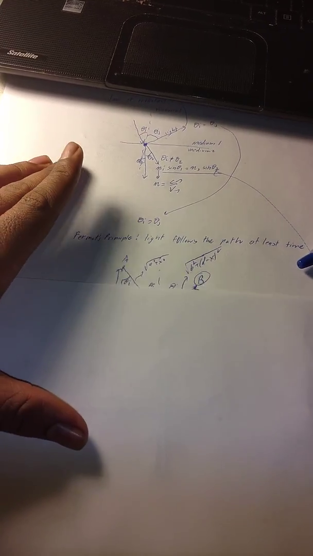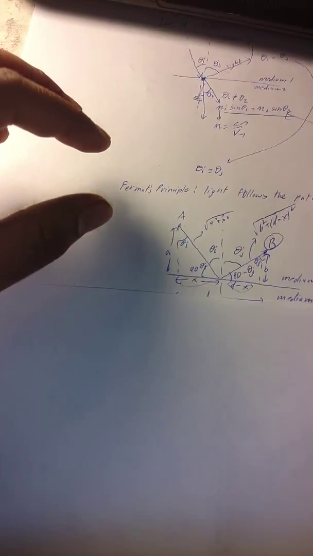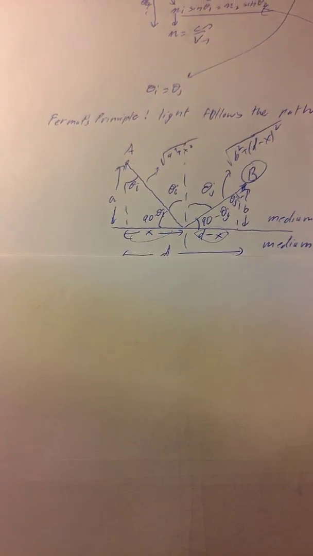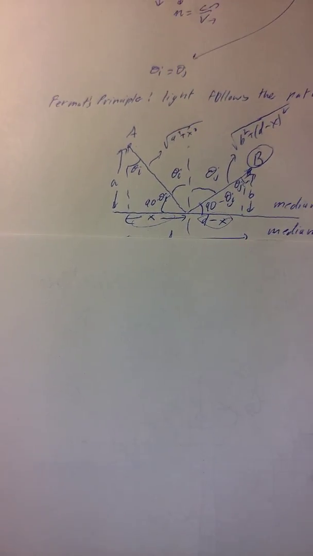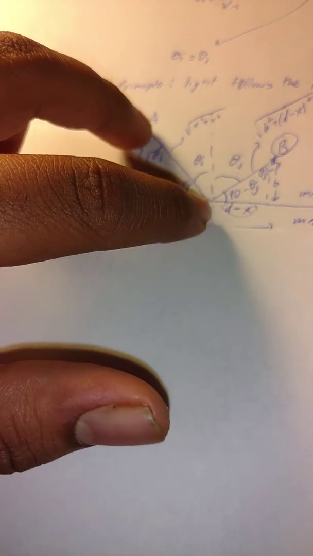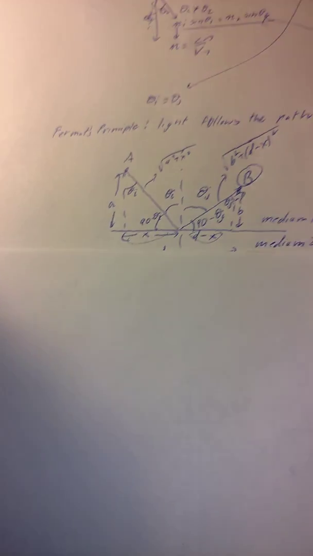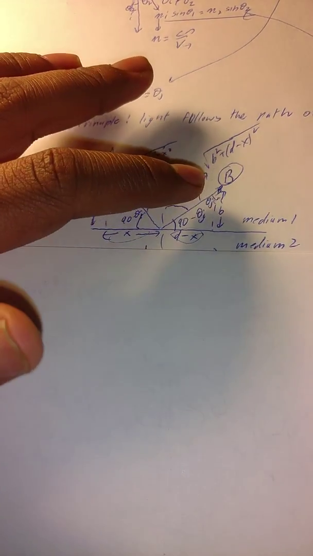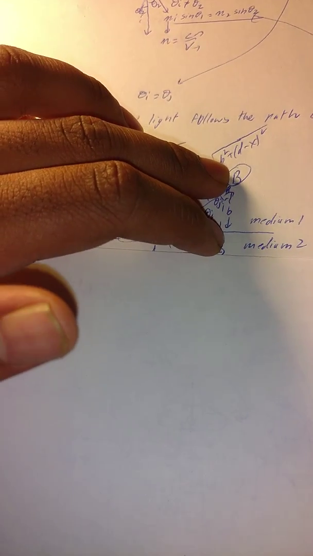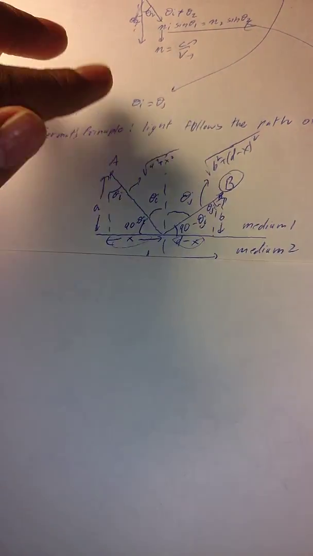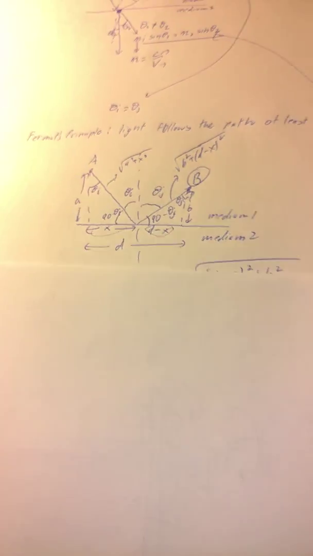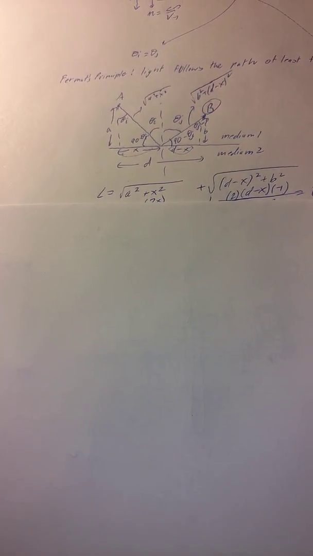If we draw another diagram right here, we take an arbitrary point big A, and the distance to the surface is small a, and then from here to the normal line, that's x. Then take an arbitrary point B, which is part of the light that's being reflected off, and take this distance as small b, and this is d minus x, and this whole distance is d. This is medium 1, this is medium 2. We first find out the length.